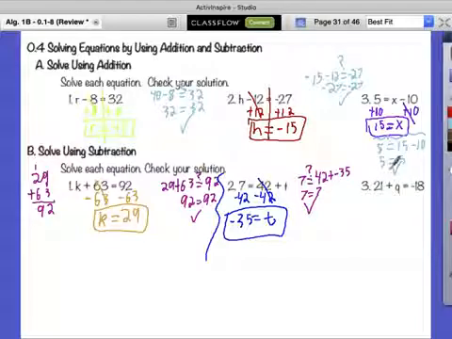Let's try number 3. Once again, once you have it or have questions, raise your hand. Ooh, lots of hands go up. You guys working ahead a little bit. Good for you.